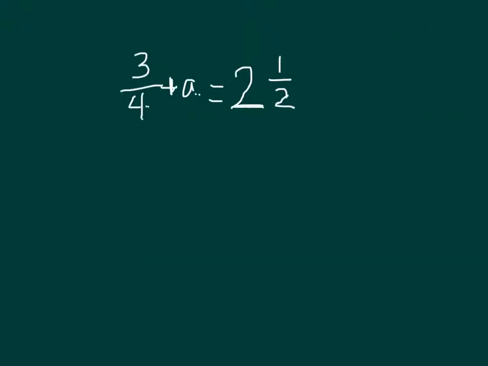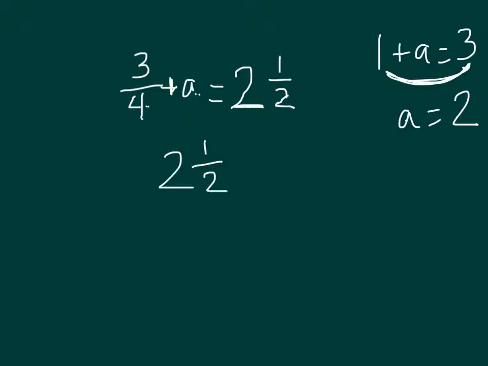Again, I'm going to make a simpler problem. I'm going to say something like 1 plus A equals 3. Of course, once again, we know A equals 2. We got that 2 by subtracting these two numbers. So we're going to do the same thing here. We're going to take the 2.5 and we're going to subtract 3/4.